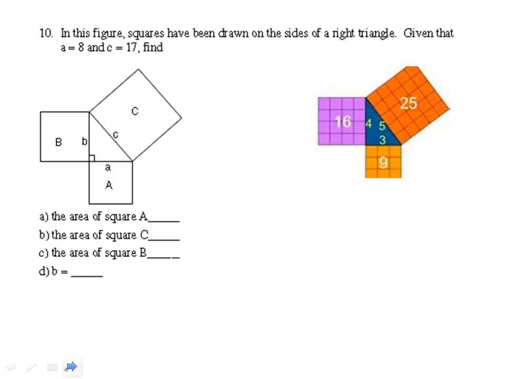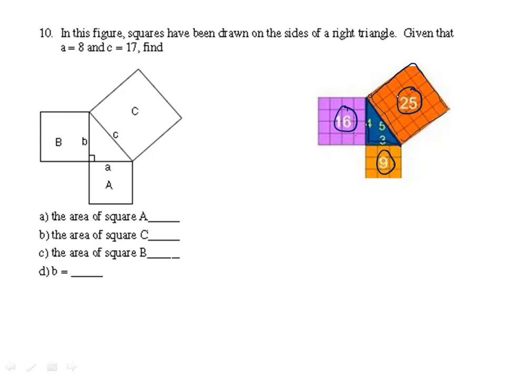All right, in this figure, squares have been drawn on the sides of right triangles given A equals 8 and C equals 17. Find, and then they gave us some things to find. I copied this figure onto here. You saw it the other day. Here's a right triangle with side lengths 3, 4, and 5, and squares built on the sides of that right triangle. Here's one with an area of 9, here's one with an area of 16, and here's one with an area of 25. And you must know that the two small ones that are built on the legs of the right triangle have the sum of their areas equals the area of the larger square built on the hypotenuse.